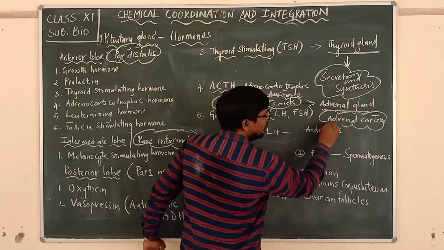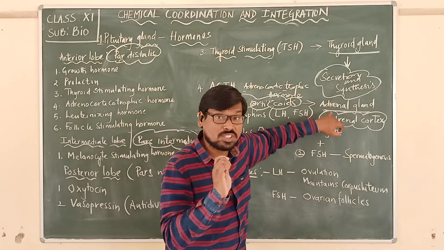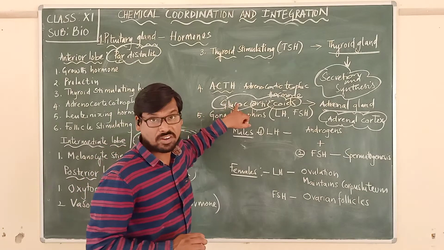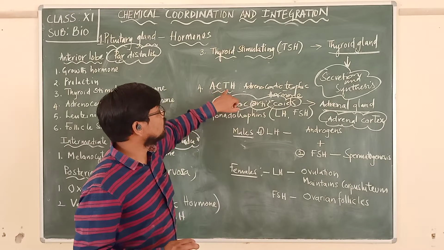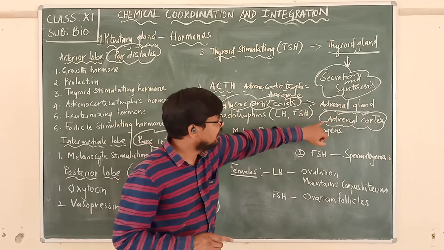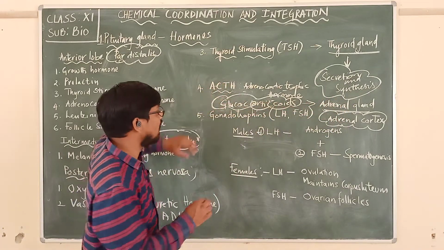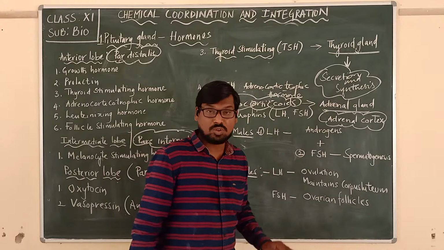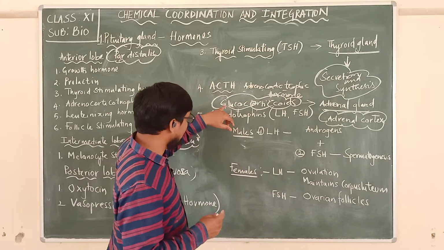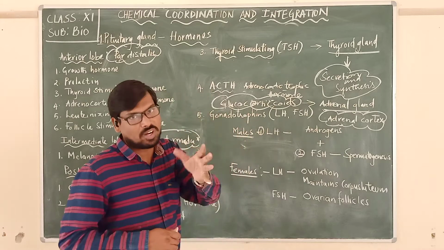Please remember this: the adrenal cortex of the adrenal gland produces glucocorticoids. These are steroid hormones. So, adrenocorticotrophic hormone stimulates the adrenal cortex of the adrenal gland, and then the adrenal cortex produces steroid hormones called glucocorticoids. We will again discuss what happens when these are produced in more quantity or in less quantity, which means disorders.